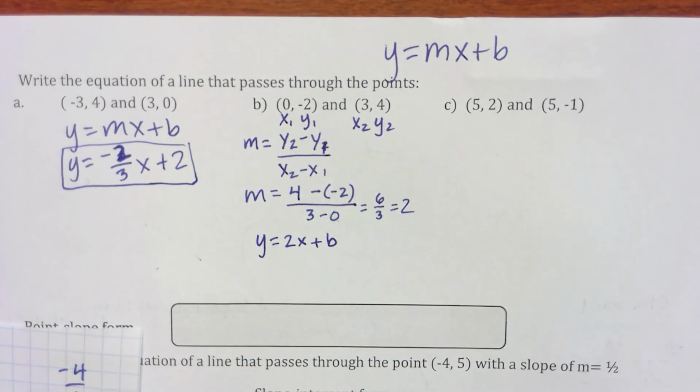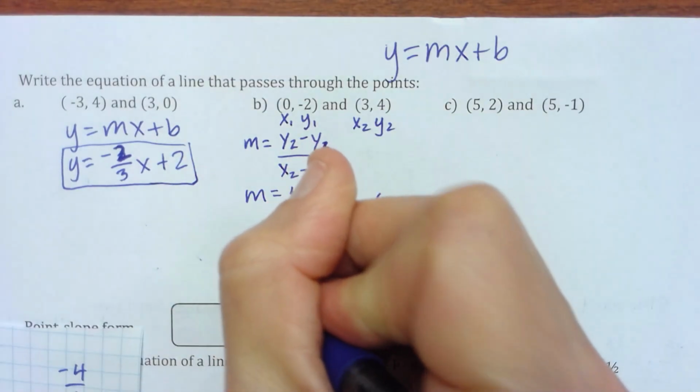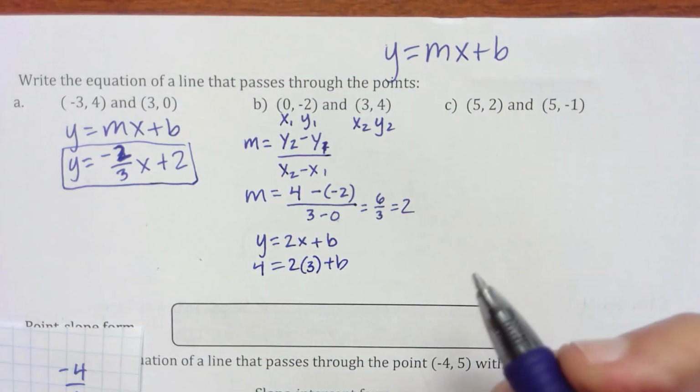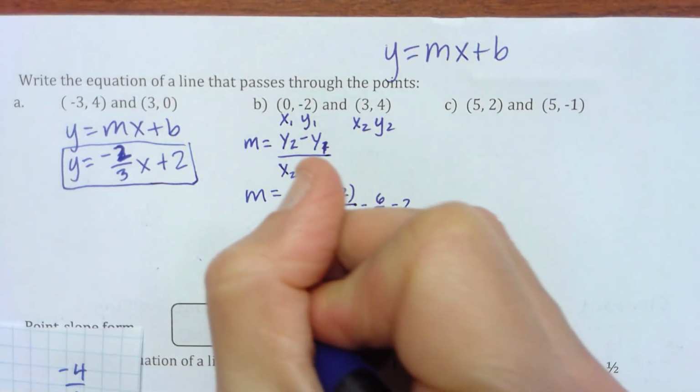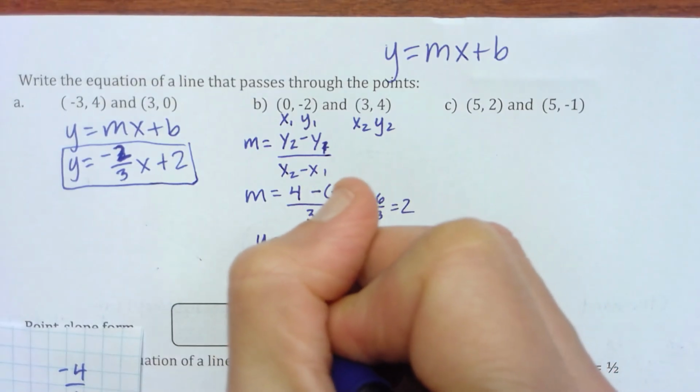Now to find b, I just have to plug in either ordered pair. I like the second one better because it's all positive, so I'll plug that in. Where the y is, I'll put 4. Where the x is, I'll put 3. And then I'm going to solve for b. So I'll subtract 6 from both sides, and I get b equals -2.